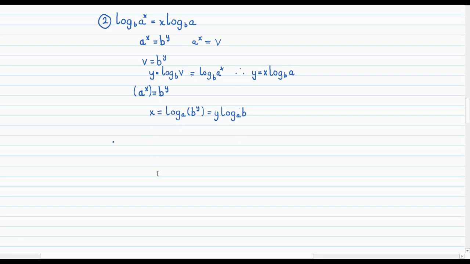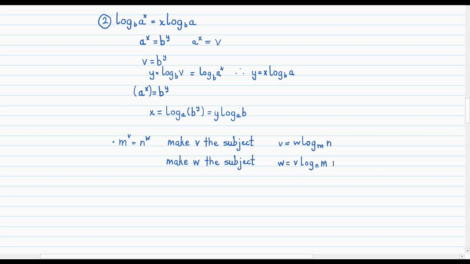For the first question, we have m to the power of v equals n to the power of w. So we need to make v the subject. Pause and try it out. So v equals w times log n base m. Then for a different spin on the question, try to make w the subject. And we get w as v times log m base n.